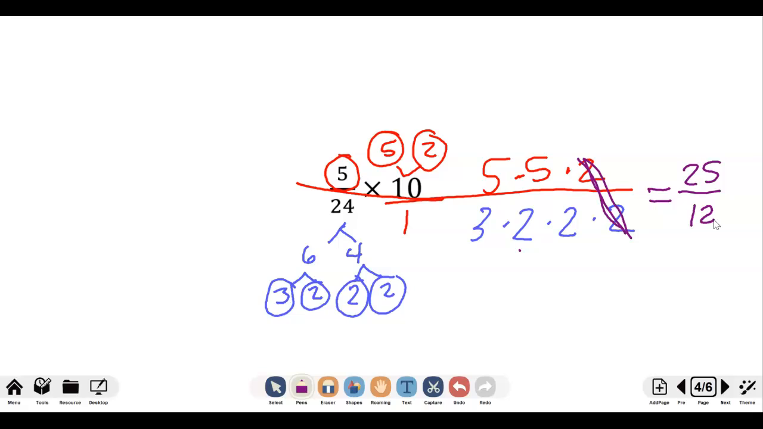And I need to say how many times will 12 go into 25? Well, 12 goes into 25 2 whole times. And I have 1/12 left over. So now I've simplified it into a mixed number.